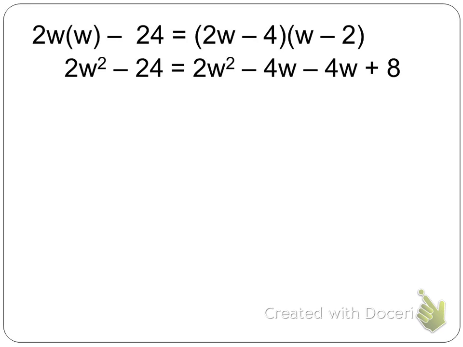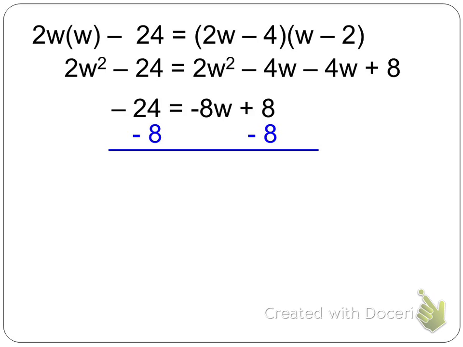All right. What's going to happen to the W squareds? They're going to disappear. When you subtract 2W squared from both sides, you get 0W squared. Over here, what's negative 4W minus 4W? Negative 8W. So I'm going to do that all in one step. Ready, boom. Then what? Subtract 8 from both sides. You get negative 32 equals negative 8W. And then what? Divide both sides by negative 8.